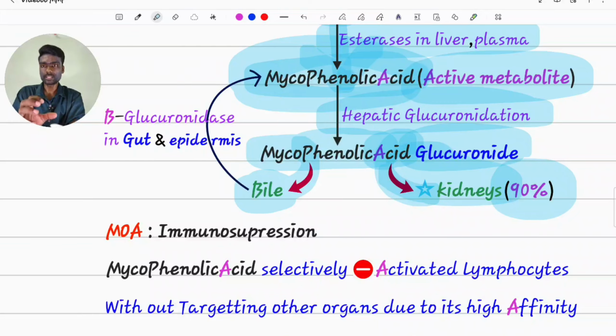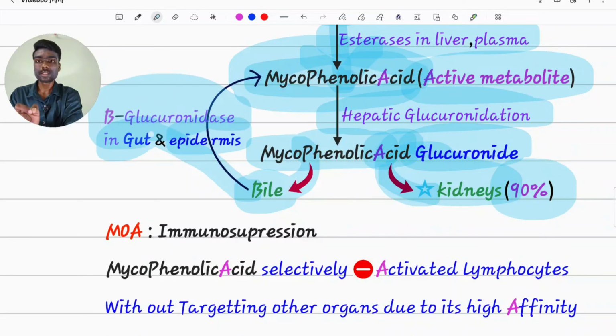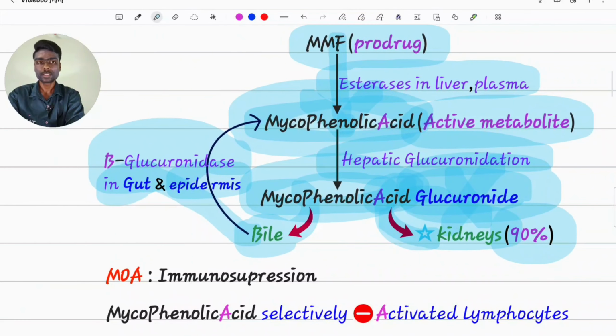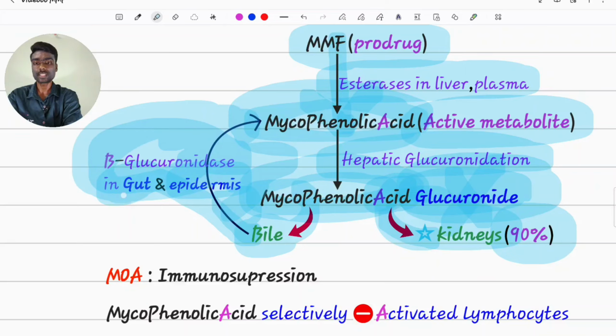Now 10% of mycophenolic acid glucuronide enters bile and then gut. In gut and even in epidermis, the beta glucuronidase enzyme is in high quantity. This will again break glucuronide. Now if you remove glucuronide, what will be left out? Again mycophenolic acid will be formed. This is the enterohepatic circulation, which is the reason for the second peak of mycophenolic acid.